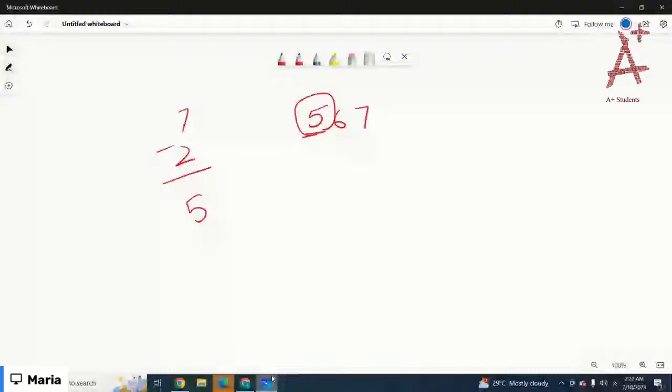The next one, 6 take away 2. So which is the correct option? So start counting with 6. Go back 2 numbers. So 6 take away 2 is 4. So the correct option is 4.